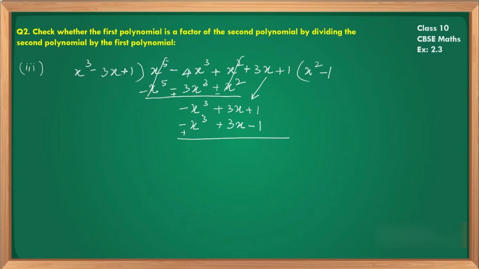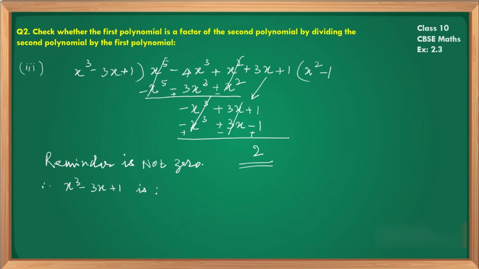Here this becomes plus, hence this gets cancelled. Even 3x gets cancelled. When this becomes plus, 1 and 1 is added, you get 2. Here remainder is not 0. Please remember, when the remainder is not 0, the divisor cannot be factor of the second polynomial. Please write down that remainder is not 0. Therefore, x cube minus 3x plus 1 is not factor of the second polynomial.